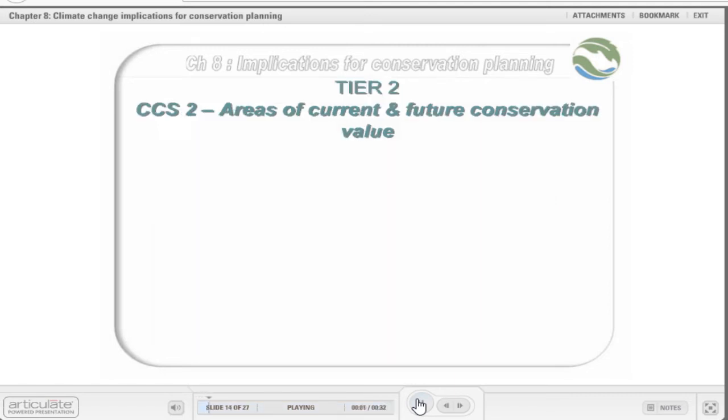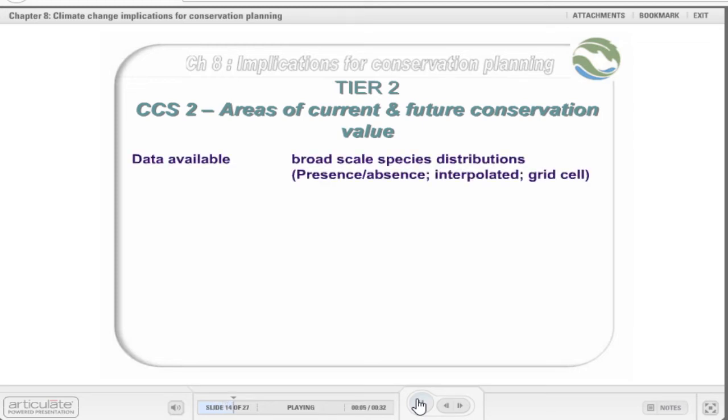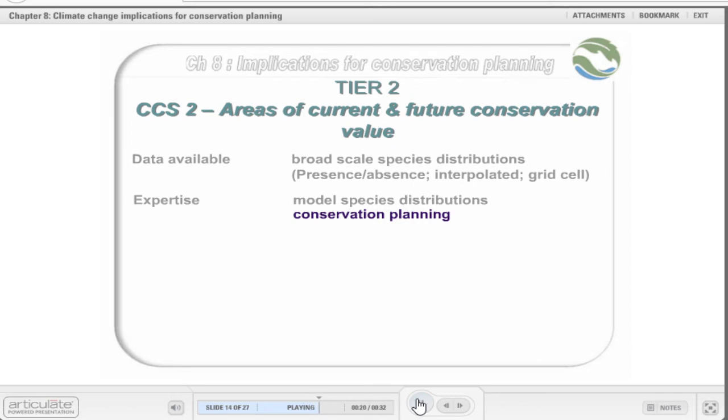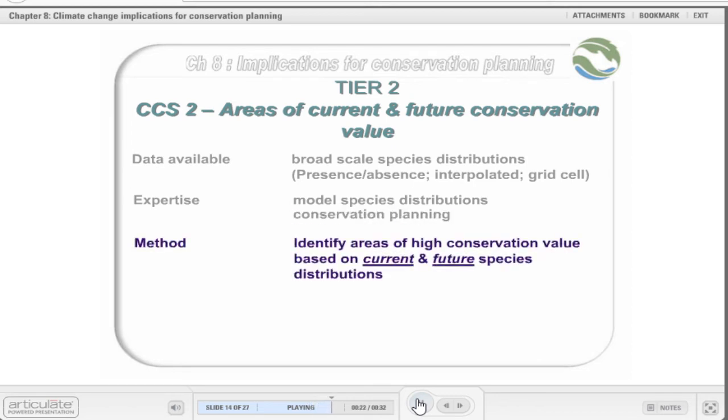Tier 2 methods assess areas of current and future importance to conservation, based on the predicted distributions of selected species. The data requirements are broad-scale species distribution data, and the expertise required includes the ability to model species distributions and conservation planning experience. This method involves identifying areas of high conservation value based on current and future species distributions, which can then be refined to include areas of overlap.